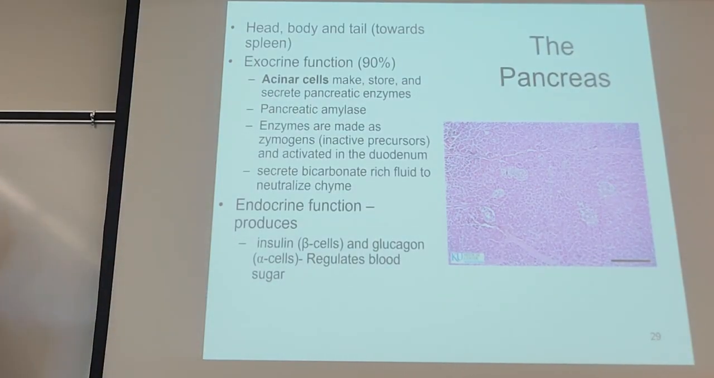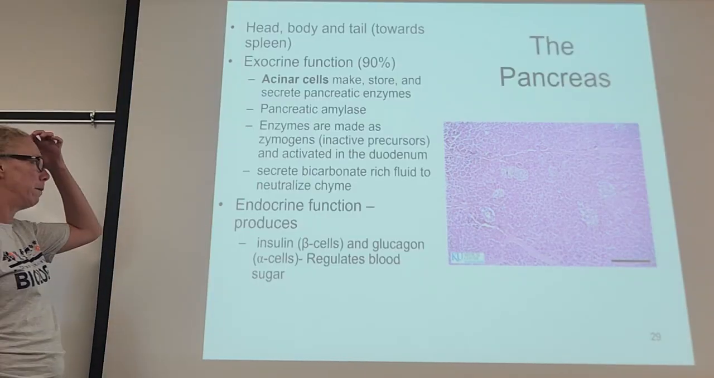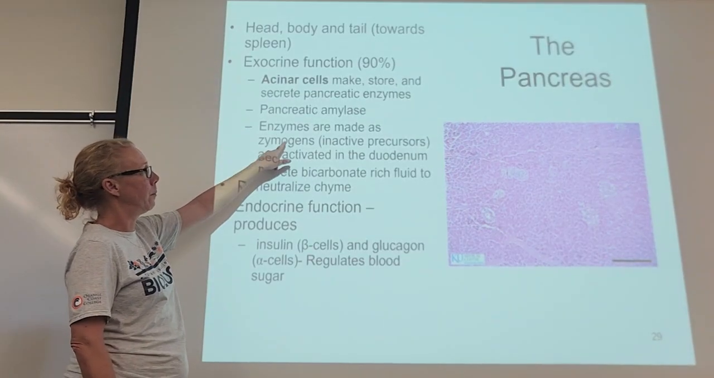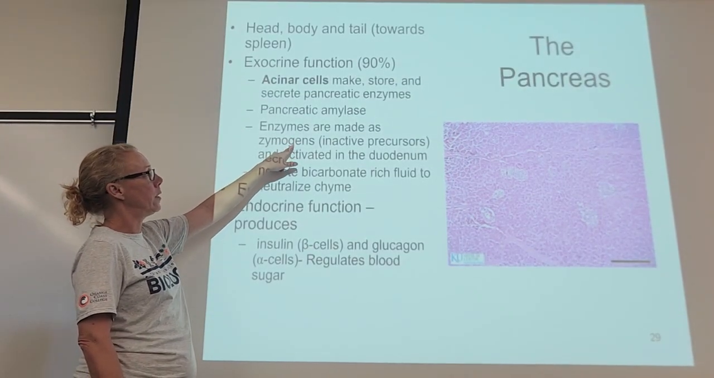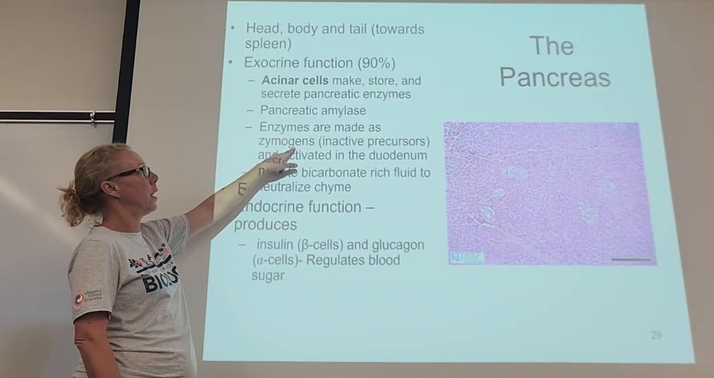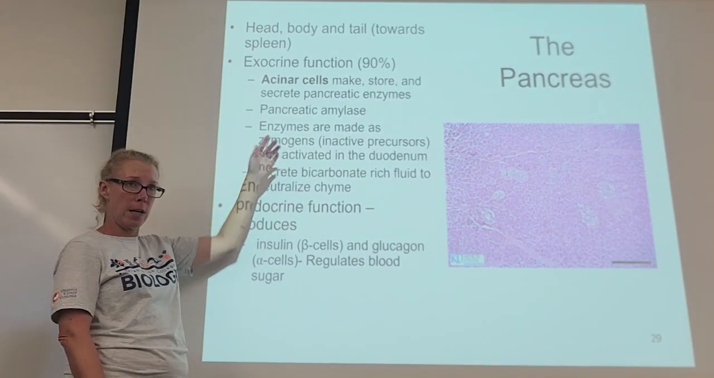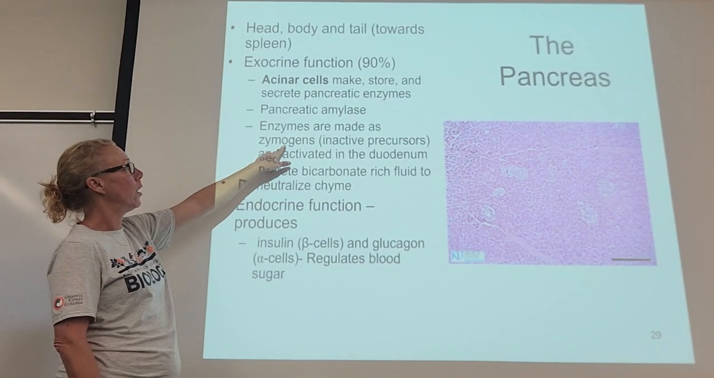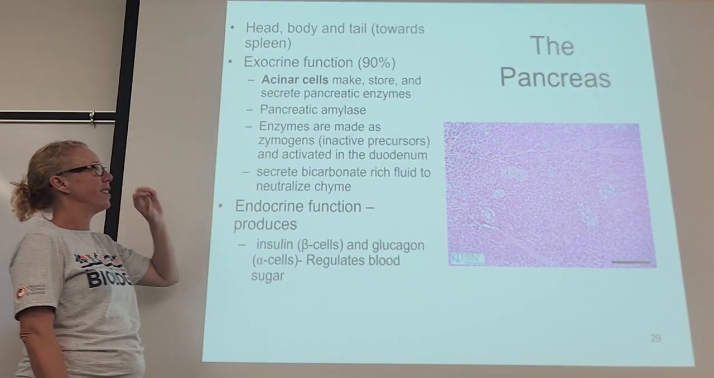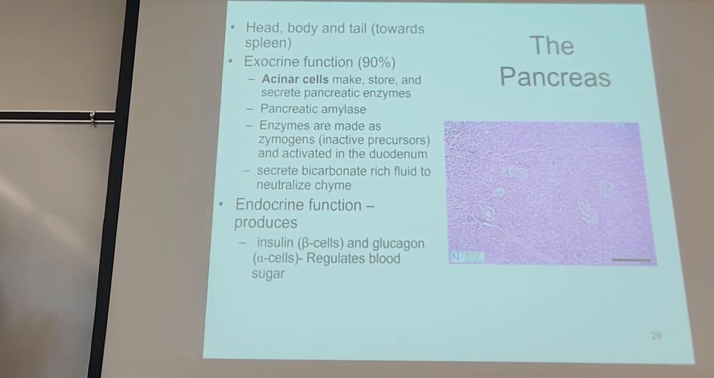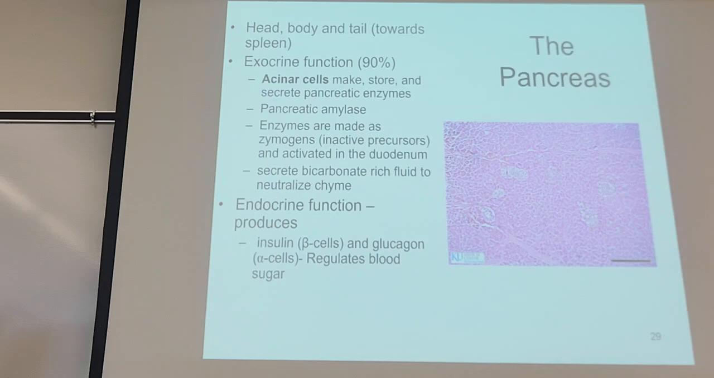What I want you to remember is that when the pancreas secretes the enzymes, it secretes them in an inactive form first, kind of like pepsinogen. It secretes them as what we call zymogens. They're only going to become activated when they get to the duodenum, because you don't want to digest your pancreas.